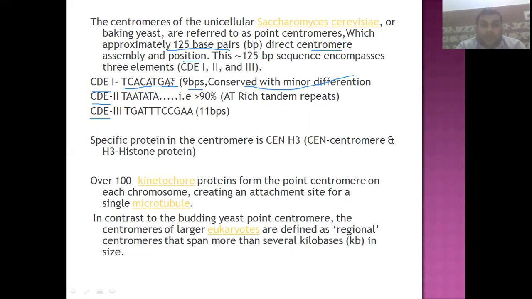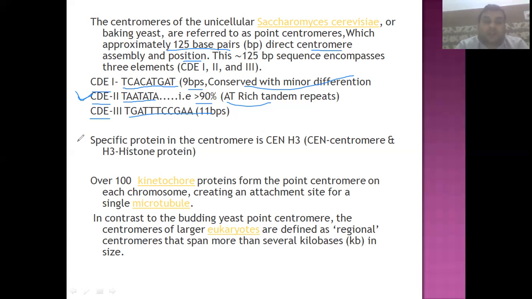Then the second element, cell cycle dependent element 2, consists of TAA, TA, TA. About 90% of the centromere in yeast consists of this CDE2, and only 10% constitutes CDE1 and CDE3. It is AT rich, adenine and thymine rich tandem repeats. Then CDE3 is again an 11 base pair sequence, which is TGATTTCCGAA.